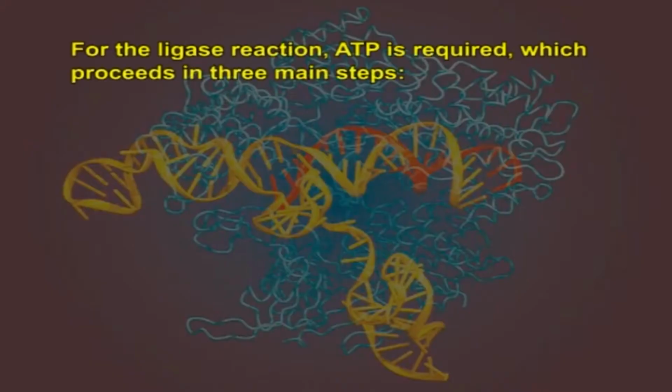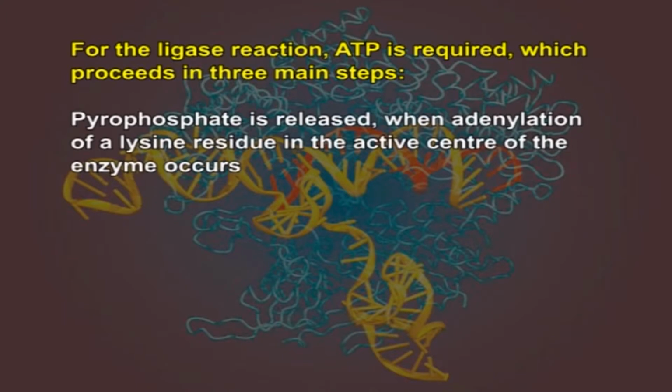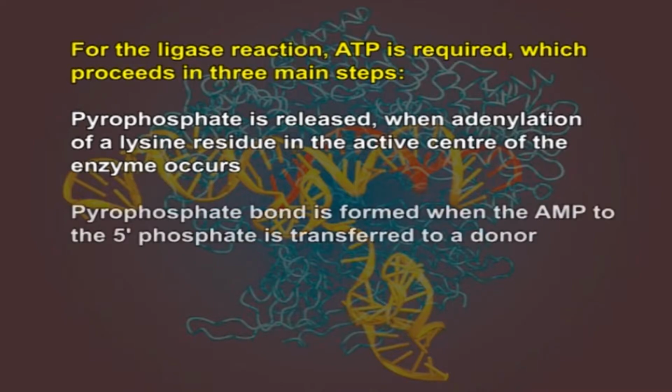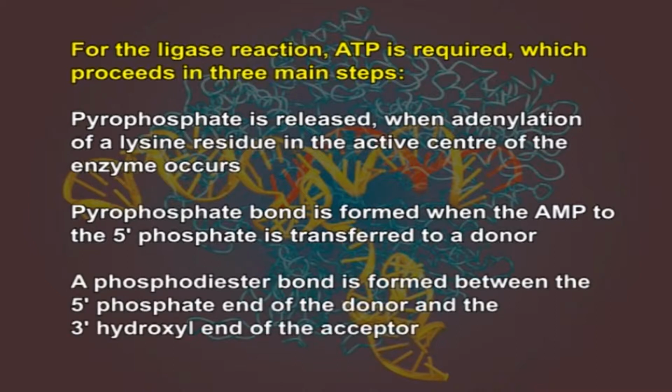For the ligase reaction, ATP is required, which proceeds in three main steps. Pyrophosphate is released when adenylation of a lysine residue in the active center of the enzyme occurs. Pyrophosphate bond is formed when the AMP to the 5-phosphate is transferred to a donor. A phosphodiester bond is formed between the 5-phosphate end of the donor and the 3-hydroxyl end of the acceptor.